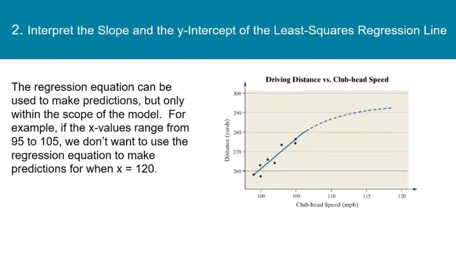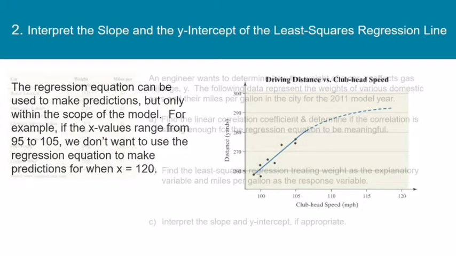It may be that if the golf pro had continued his experiment, he might have seen that for higher club head speeds, the increase in distance sort of drops off like this. We don't know because we don't have those observations. So just be very careful about using a regression equation to make predictions that are outside the scope of the data. When somebody makes predictions that are outside the scope of the data, that's called extrapolating, and it often leads to really silly and erroneous conclusions.